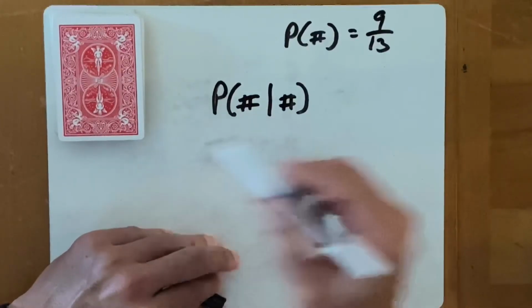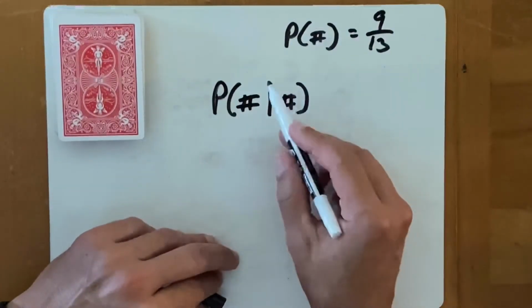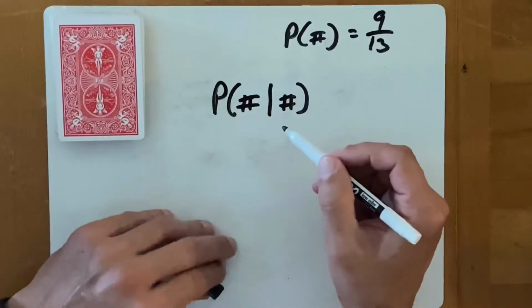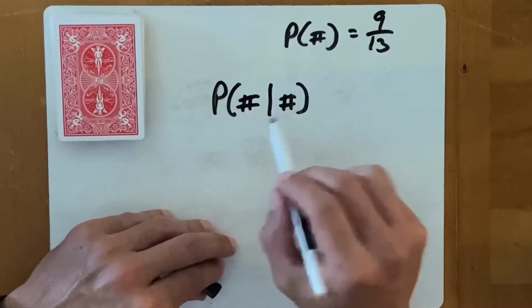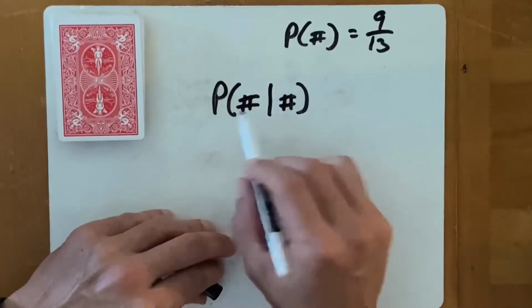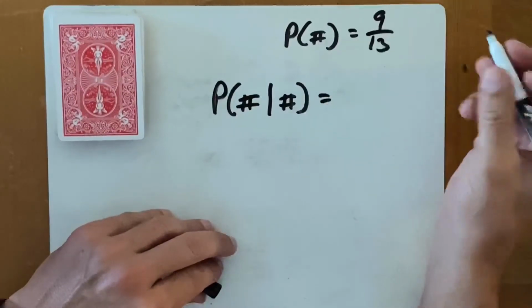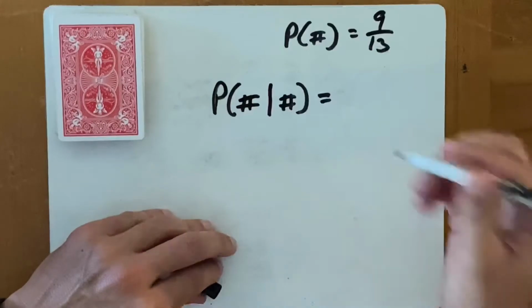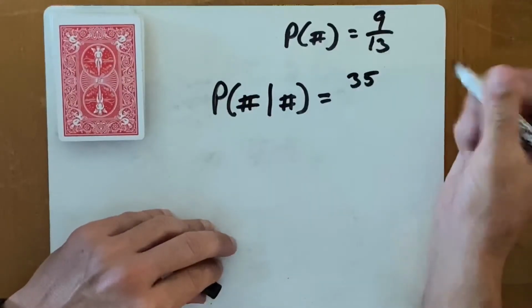Now, this is without replacement, so it means I did not put the card back. This little line means given. That's what's called conditional probability, because the probability of the second event is dependent on the first, because the conditions have changed. So now, how many number cards are there total? Well, there were 36. I took one out and didn't put it back. So now there's only 35 number cards in there.